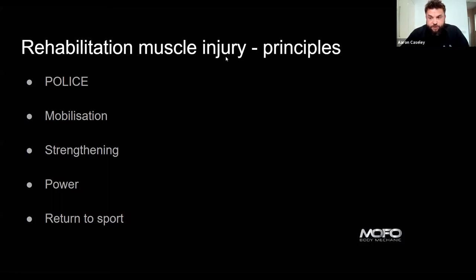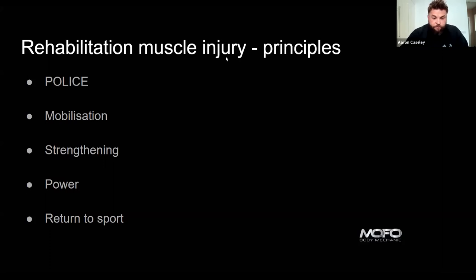But mobilization, early stage, it's isometric contractions. You might start to introduce some hands-on work here, some soft tissue work to increase lymphatic drainage, start to load those fibers mechanically. But fundamentally, that's the point that you'd stop. You wouldn't want to start any strengthening at this point.